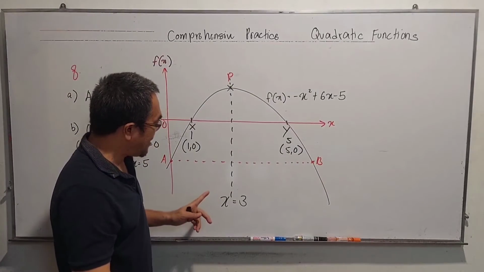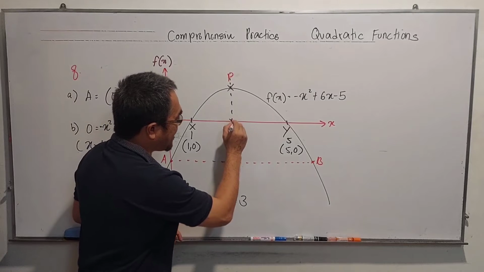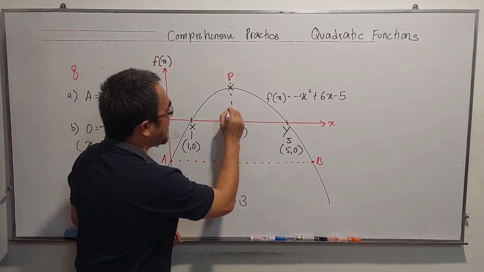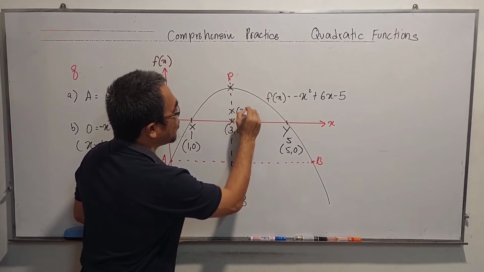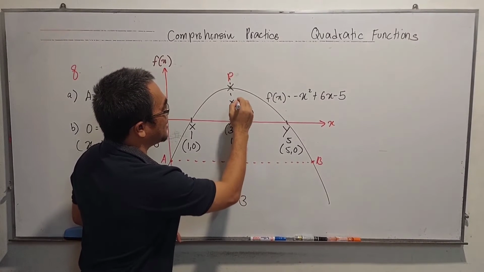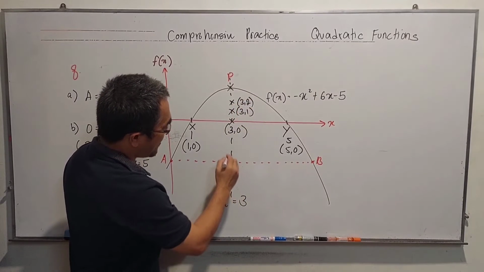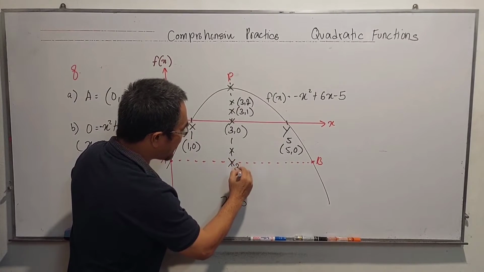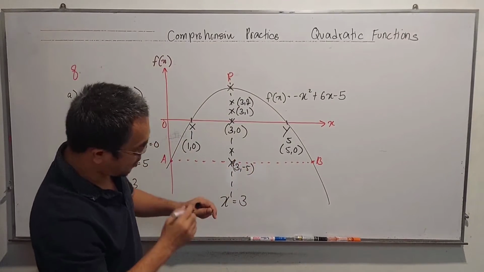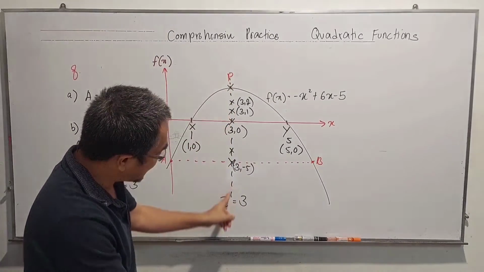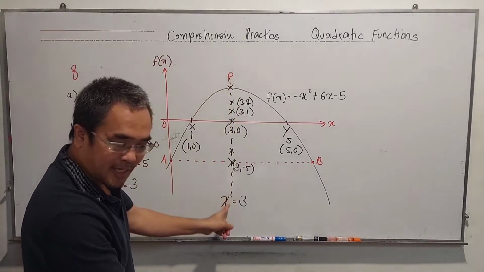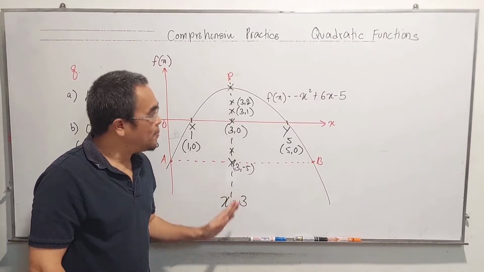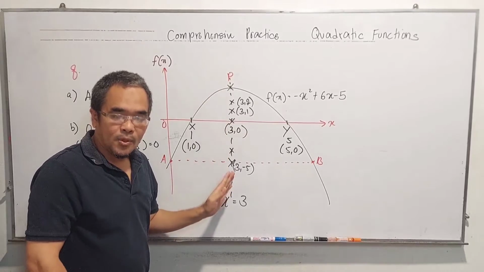So the equation here will be X equals 3. Let me repeat. The coordinate here will be (3, 0), and maybe here will be (3, 1), maybe somewhere here is (3, 2), and here will be (3, -5). What I want to show is that constantly the value of X here will be 3, but not Y. Y will be changing from one to another.